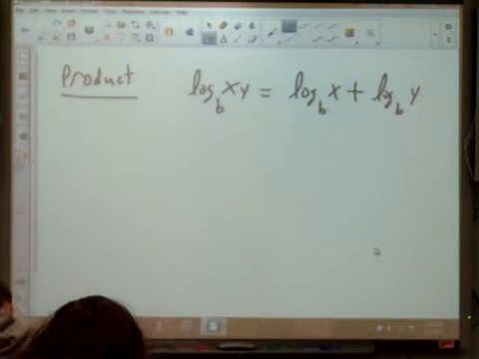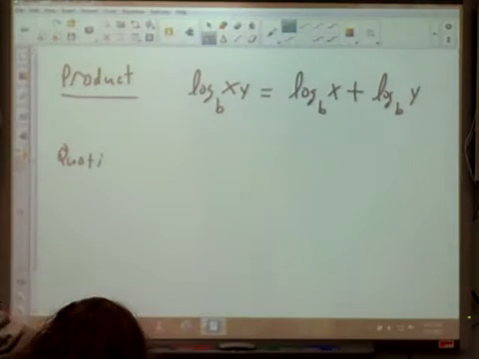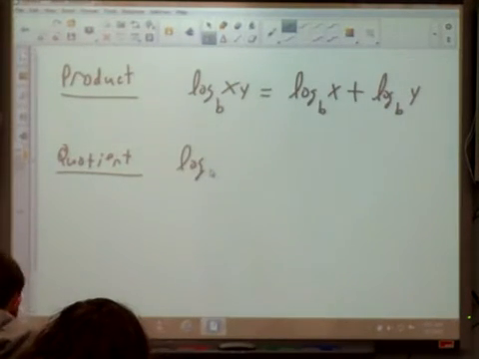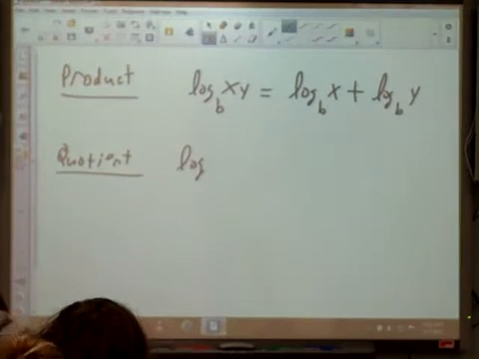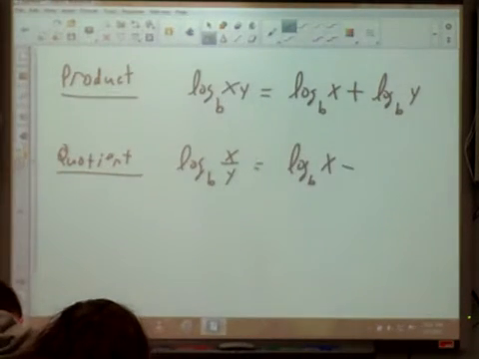Okay, that was your product rule. The next one after product rule is your quotient rule. And what we remember about quotient is that it's friends with subtraction. So if I had this here, log base b, quotient means division, so x divided by y, that's going to be the same as log base b of x minus log base b of y.